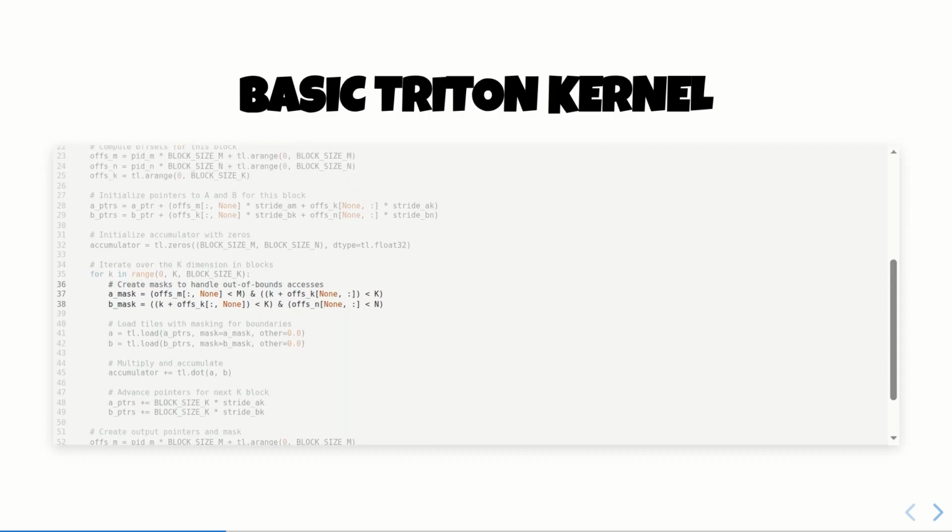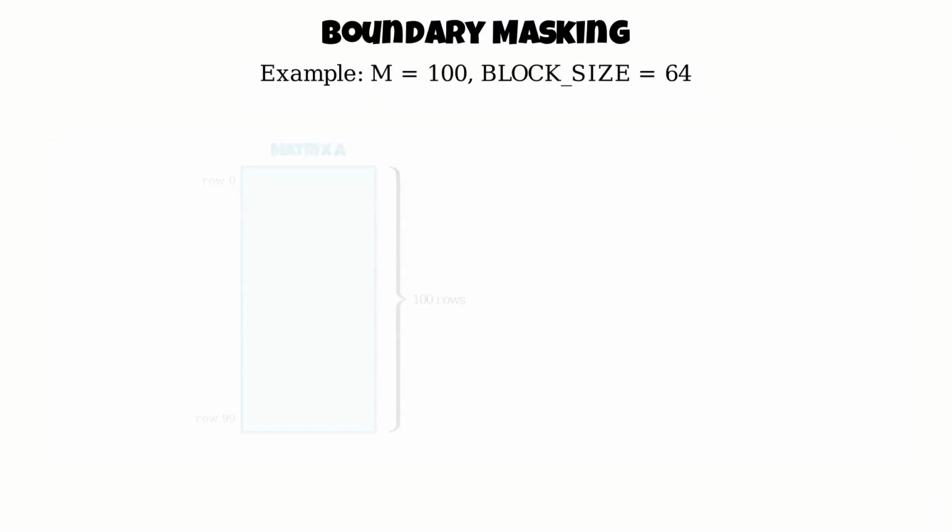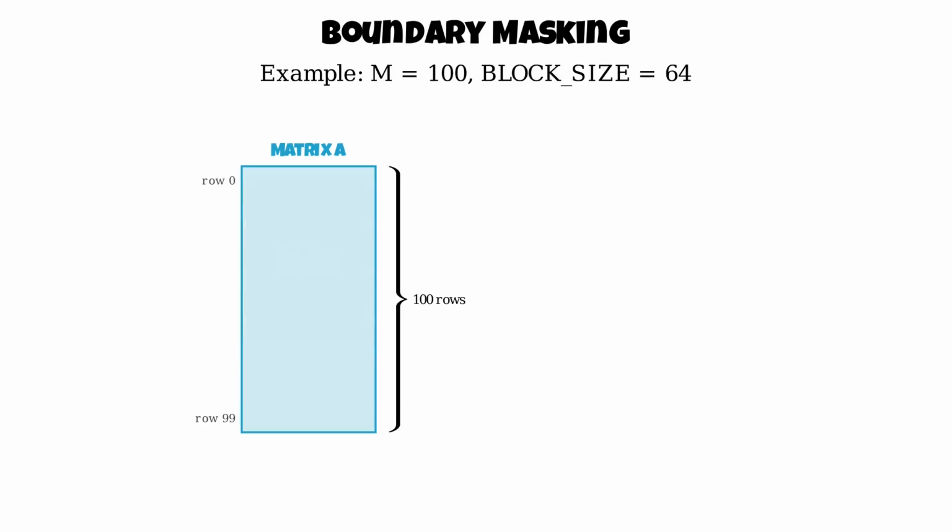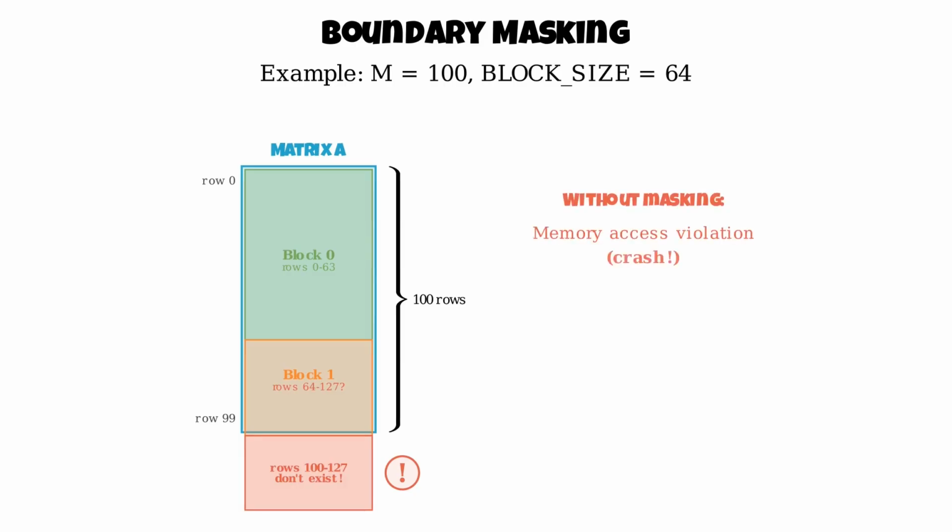Now here is something important, the masks. What if our matrix dimensions don't divide evenly by the block size? Say M is 100 but BLOCK_M is 64. The last block would try to access rows 64 through 127, but rows from 100 to 127 don't exist. That's where masks come in.